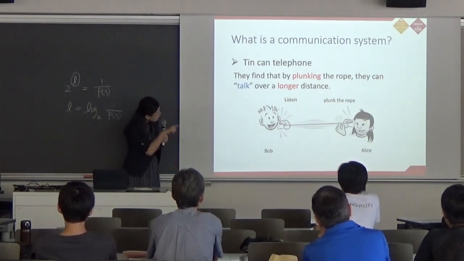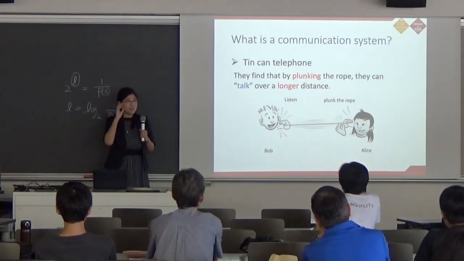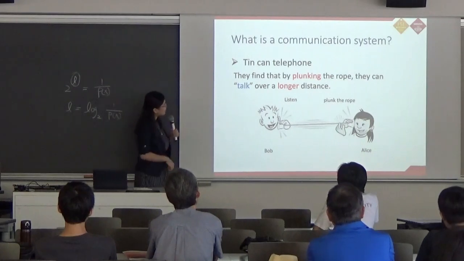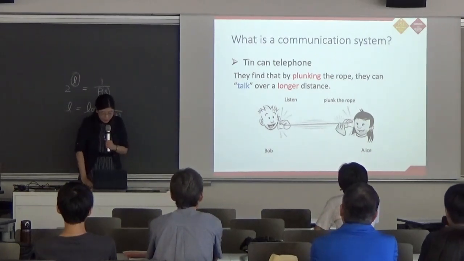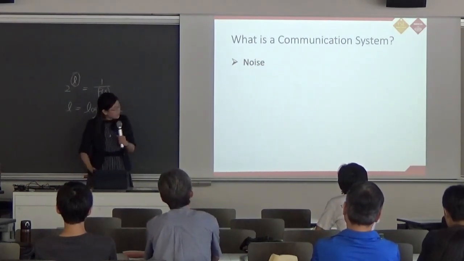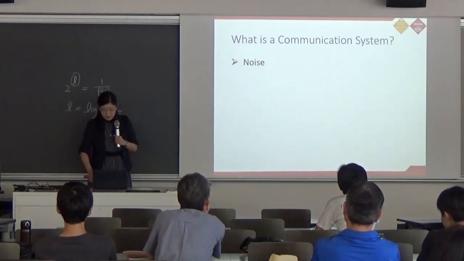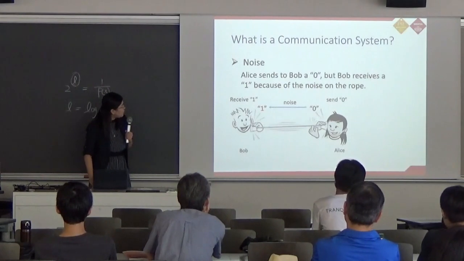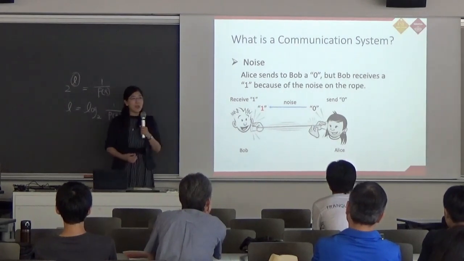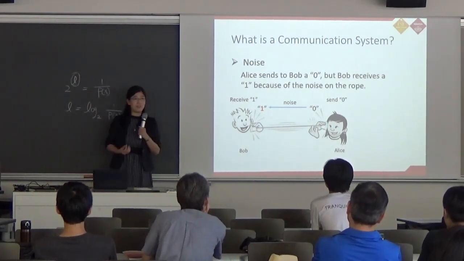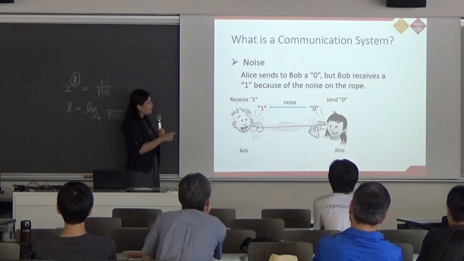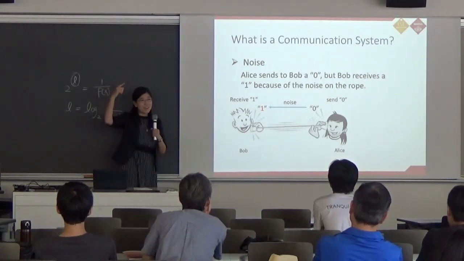So, okay, Alice now plunks the rope, then Bob can hear some sound, okay? It's just like with or without some vibrations, right? So by this mechanism, they can talk with each other even over a long distance. But in our real world, there is a lot of noise. So noise means we cannot guarantee that if Alice sends a 0, Bob will also receive the correct information, 0, right?